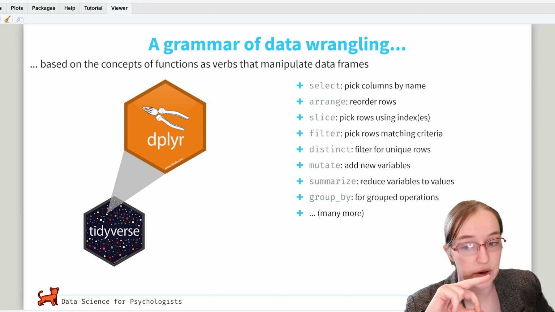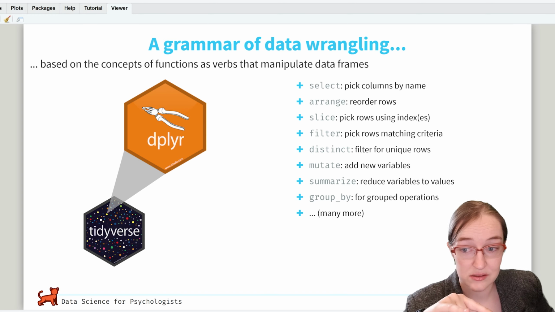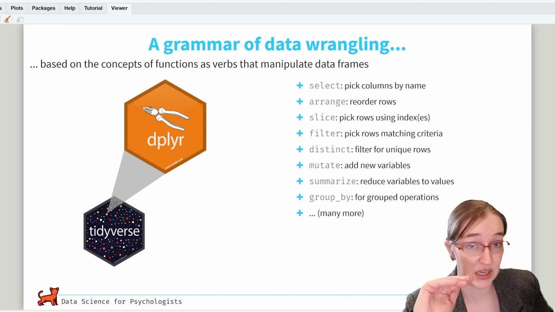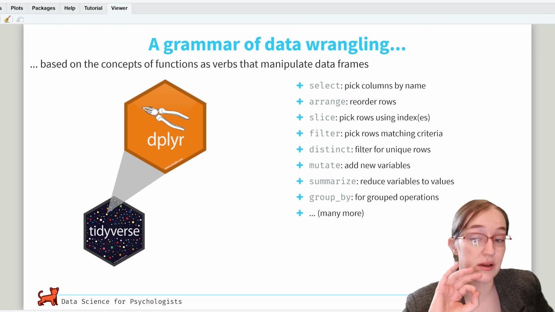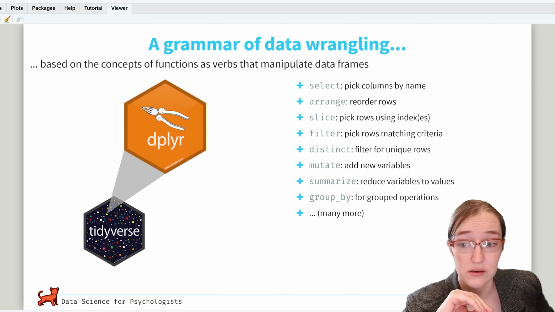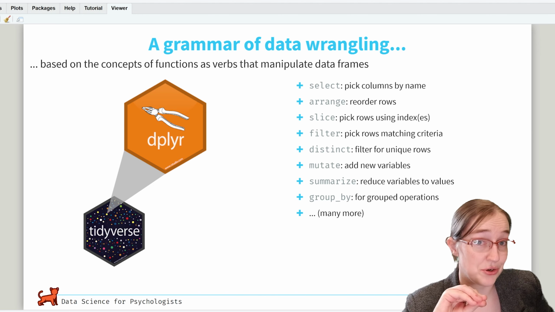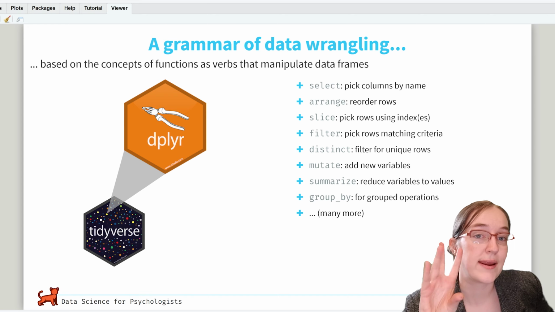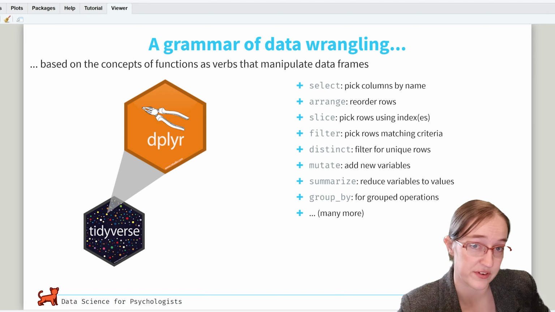But you can use one or the other depending on your needs to get the same end result of picking your rows. Next, we've got distinct, which is filtering for unique rows. So if you have duplicates, distinct is your friend. We've got mutate. Mutate is adding new variables. So you are mutating and creating a new variable as a function of other variables.